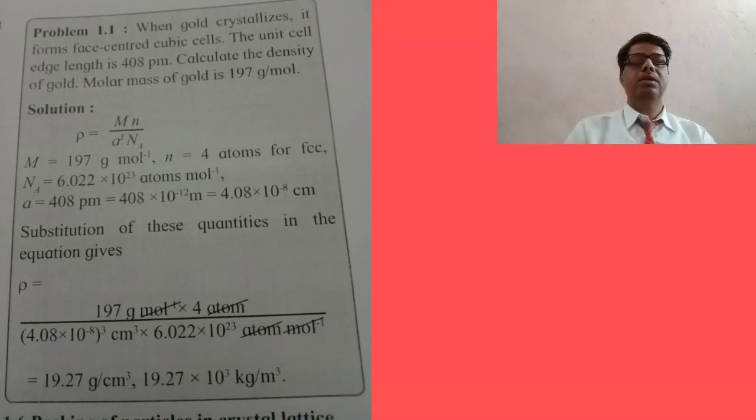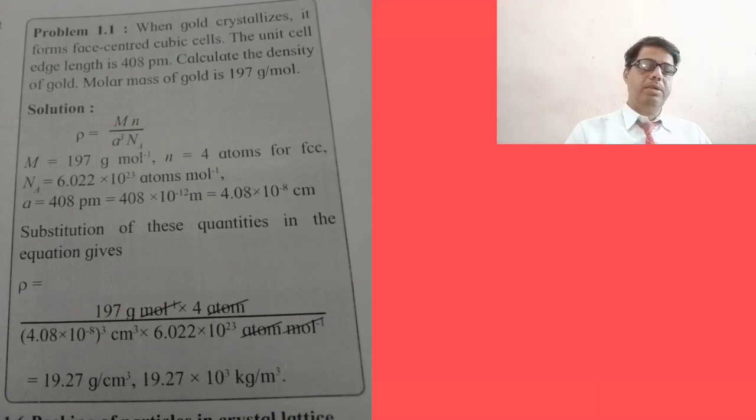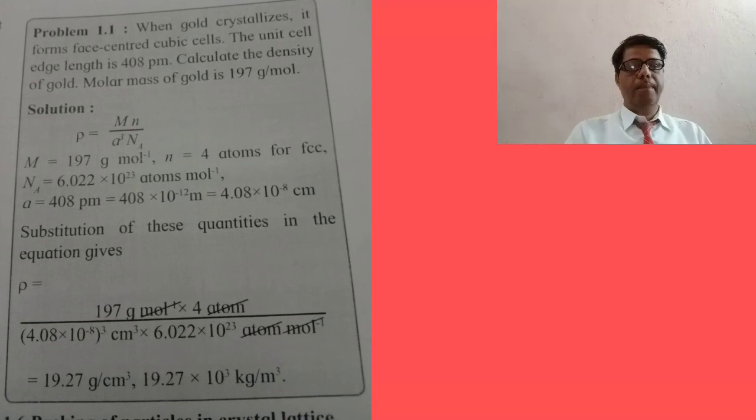So cancel the same terms, and by solving this we get the final answer, that is 19.27 gram per cubic centimeter, or in kilogram, 19.27 × 10^3 kilogram per cubic meter. This is the answer. So student, this is the part up to the cubic system.